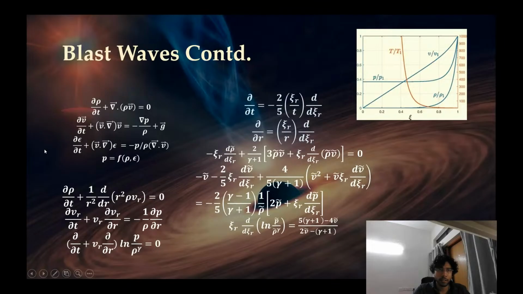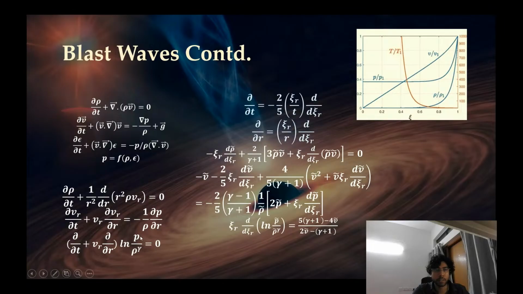Now just recall the continuity equation and the Euler's equation. The continuity equation, as we saw, can be written like this in spherical coordinates. Similarly, the Euler's equation can be written like this in spherical coordinates. And we also need the equation of state. So here we consider an adiabatic equation of state.